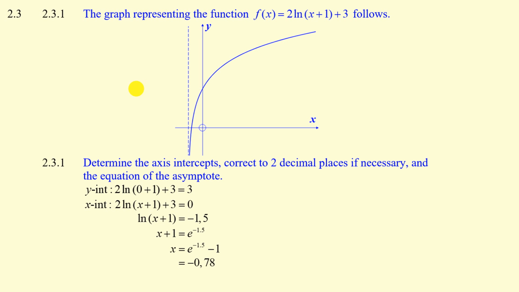Right, now we have to find the asymptote. Remember I said just now ln of 0 or less than 0 is undefined. Anyway, so therefore it's when this becomes 0, which is at x equals negative 1. Yeah, x plus 1 equals 0, x equals negative 1.